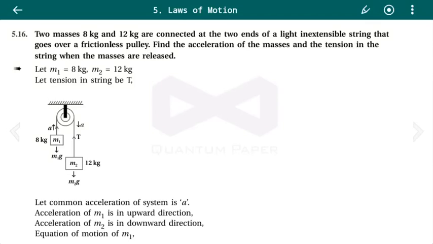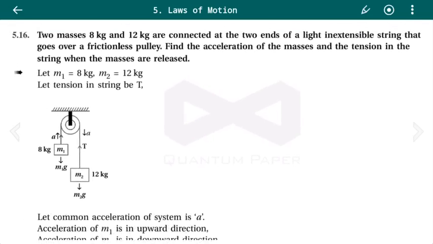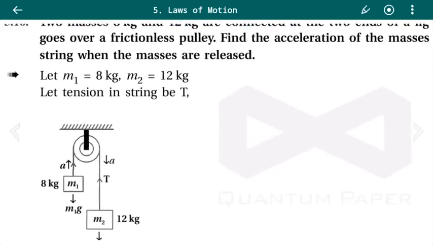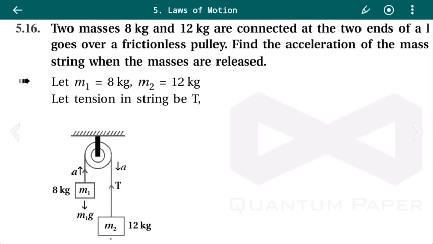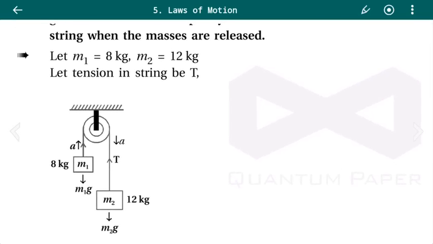Now numerical number 16. Two masses 8 kg and 12 kg are connected at the two ends of a light inextensible string that goes over a frictionless pulley. Find the acceleration of the masses and the tension in the string when the masses are released. So here we have two masses, m1 equals 8 kg, m2 equals 12 kg.